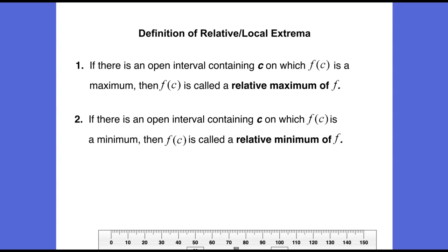So, in more mathematical language, we say, if there is an open interval containing c on which f of c is a maximum, then f of c is called a relative maximum of f. If there's an open interval containing c on which f of c is a minimum, then f of c is called a relative minimum of f.